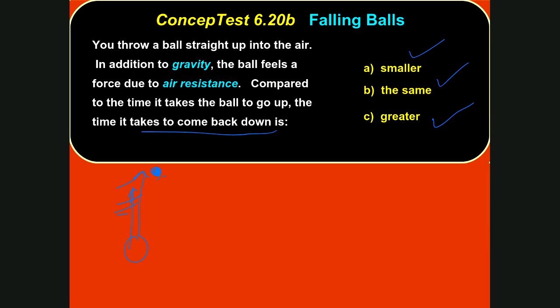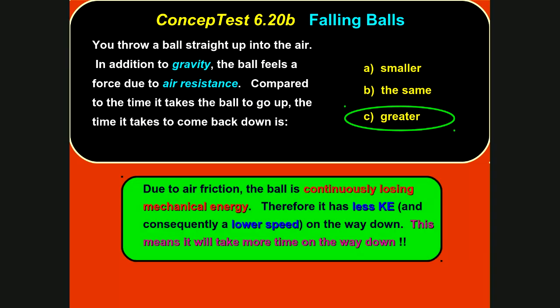Now it's under free fall, and the air resistance is still there. Now there is nothing propelling it to come down. There's no additional force apart from gravity working on it. So your common sense tells you that when it comes down, it takes more time to come down. Due to air friction, the ball is continuously losing mechanical energy, therefore less KE and lower speed, and hence delay in reaching down.